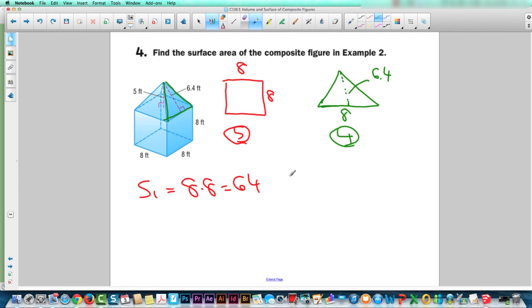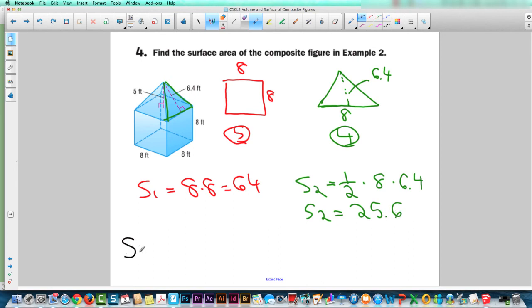Then for the green one, I'm going to use the area formula for a triangle, which is 1/2 times its base, which is, in this case, 8, times its height, which is 6.4. Which gives us 25.6. Now I'm ready to find the surface area of everything.